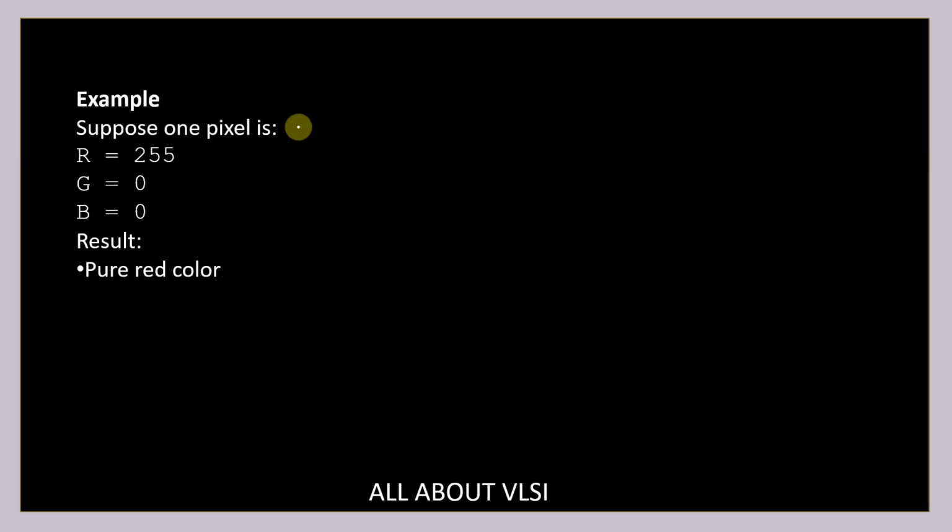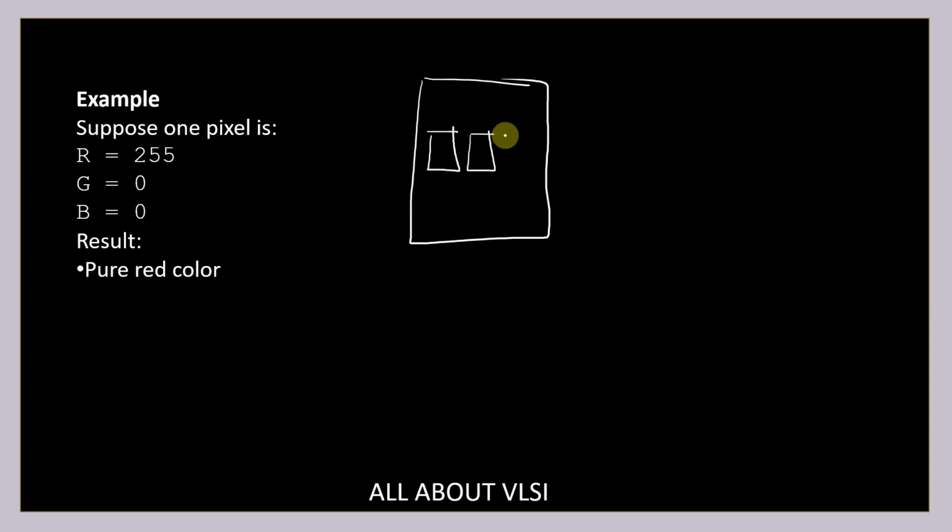Yeah, this is what I was talking about. Let's say I have a pixel, and in this particular pixel, the red subpixel value is 255, the green subpixel value is 0, and the blue subpixel value is 0, then it's a pure red color. So this particular pixel corresponds to red, right?